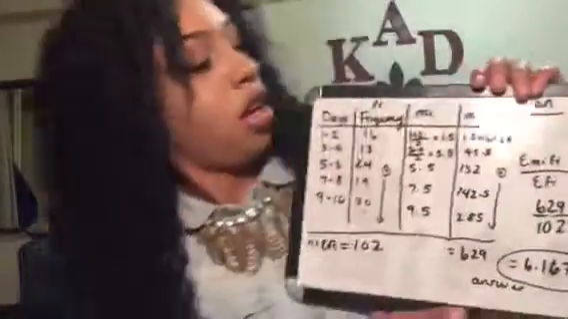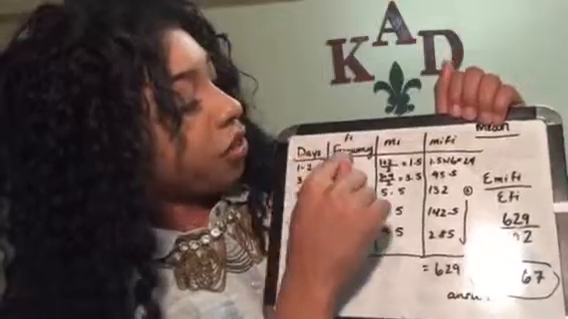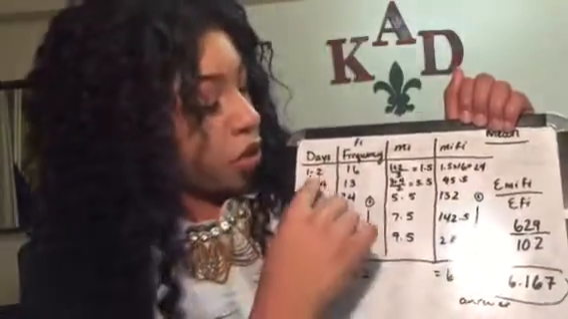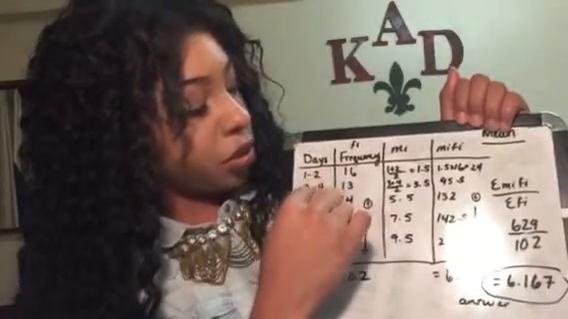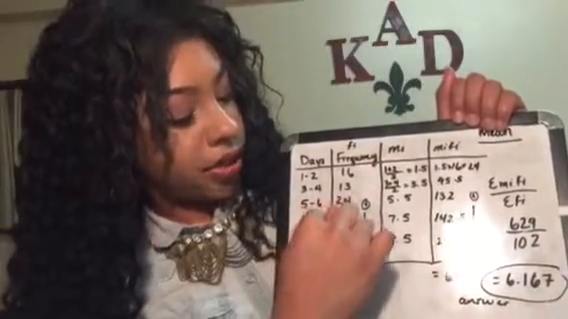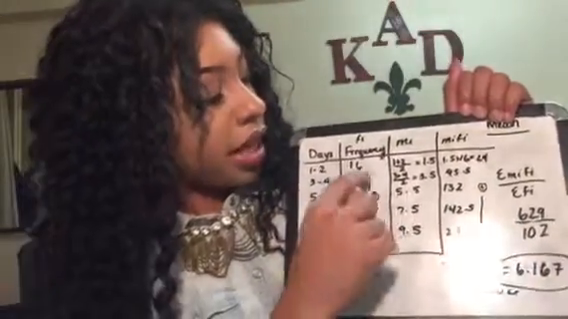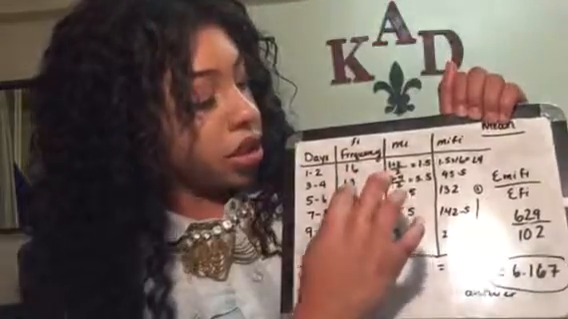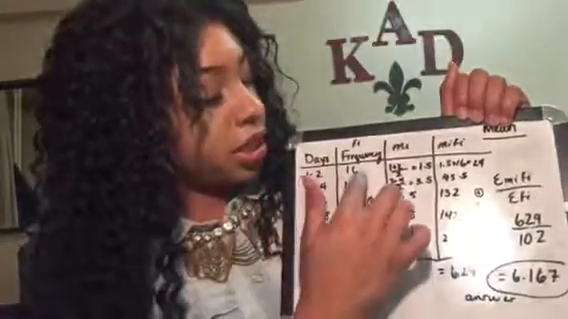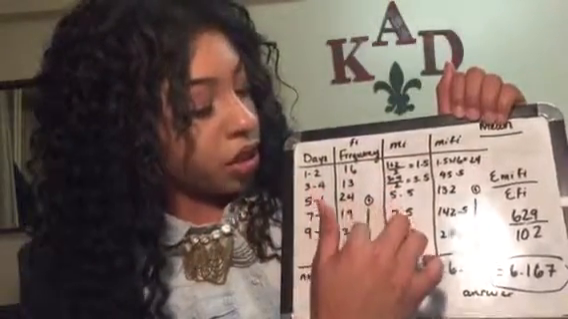Now we're going to go to the examples for the mean for sample size. So first, this is what you get. You get the days and frequency. That's what you get in your problem. So you get 1-2, 3-4, 5-6, 7-8, and 9-10. And then they'll give you numbers, or whatever number they'll give you. But say 16, 13, 24, 19, and 30.